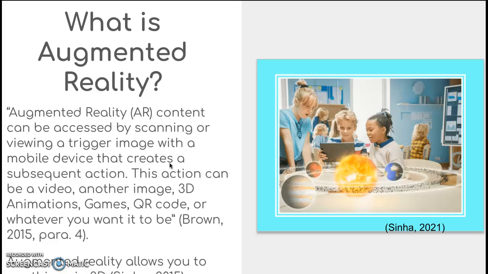And it creates a subsequent action. The action can be a video, another image, 3D animations, games, QR codes, pretty much whatever you want it to be. So augmented reality allows you to see things in 3D. It brings the content to life.